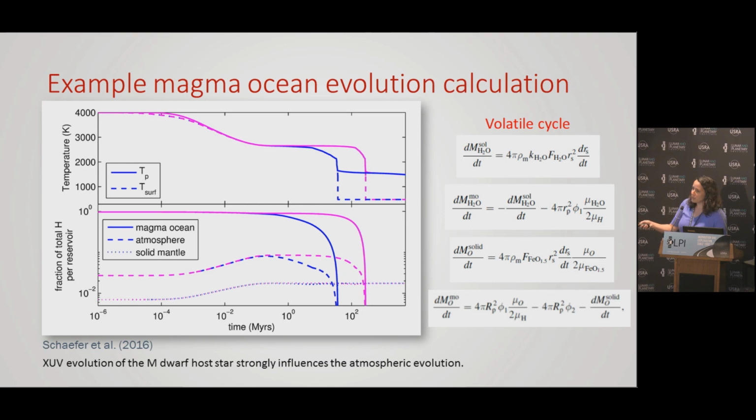The 2 different colors shown here are models for this particular exoplanet, GJ1132b, and the different colors are for different stellar radiation evolution models. So we have a high XUV evolution and a low XUV evolution in the pink. And so what's happening here is that in addition to having this partitioning between the 3 different reservoirs, there's also escape of the hydrogen from the system, which will ultimately lead to the cooling off of this magma ocean.